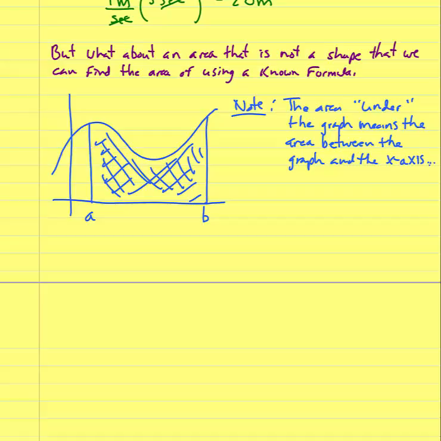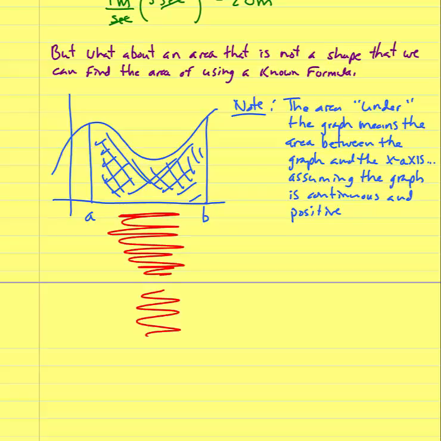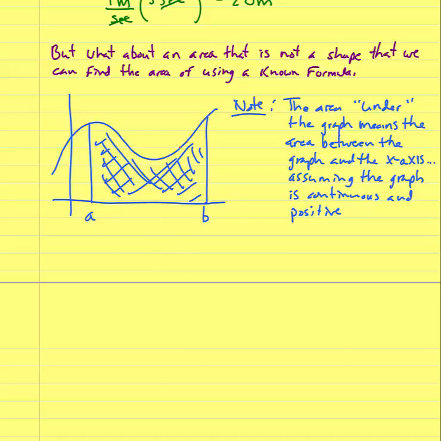Now this is only going to be true if we can assume, like we said above, the graph is continuous and positive. Now we can also be equal to 0 because it can touch the x-axis. But what we're not talking about is this area right here that would go on toward negative infinity, if you want to think about it like that. So we're only talking about this bounded area between the graph and the x-axis.